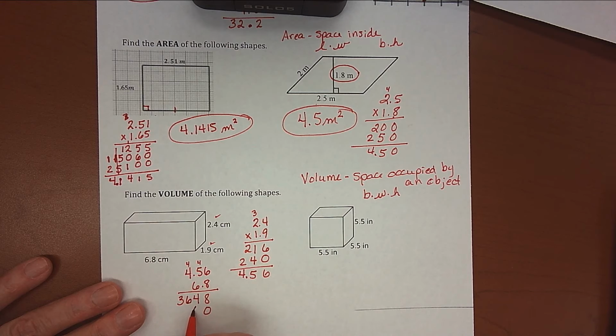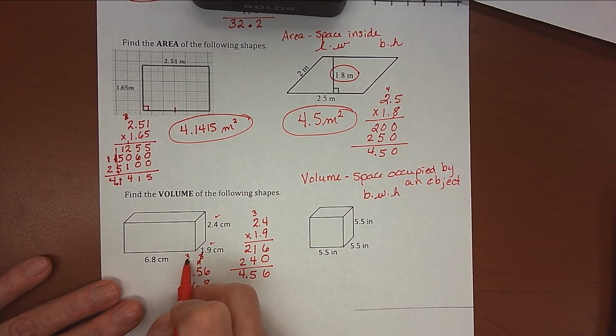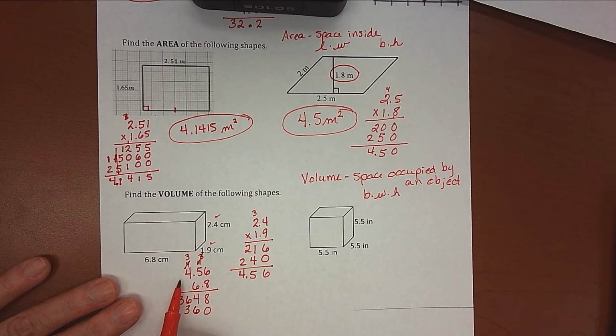6 times 6 is 36. Put down my 6, carry my 3. 6 times 5 is 30, plus 3 is 33. Put down my 3, carry my 3. 6 times 4 is 24, and 3 more is 27. Add it up. 8, 10, 10, 11, 3. And 1, 2, 3, 1, 2, 3.